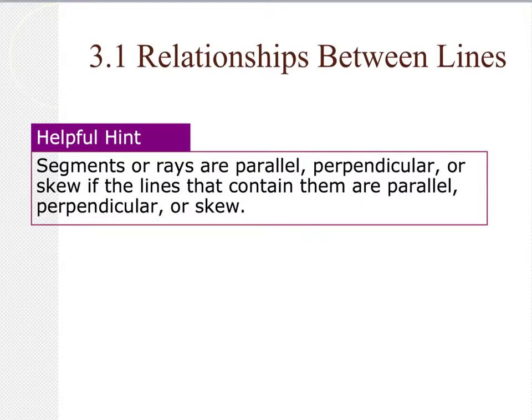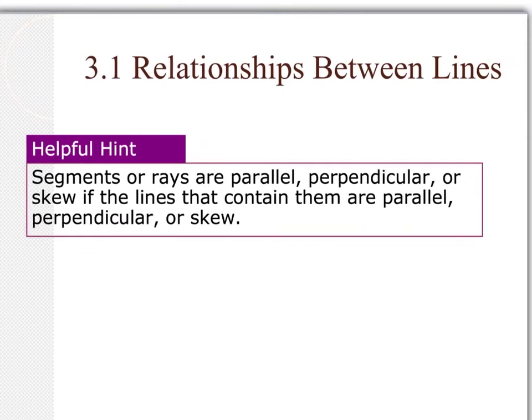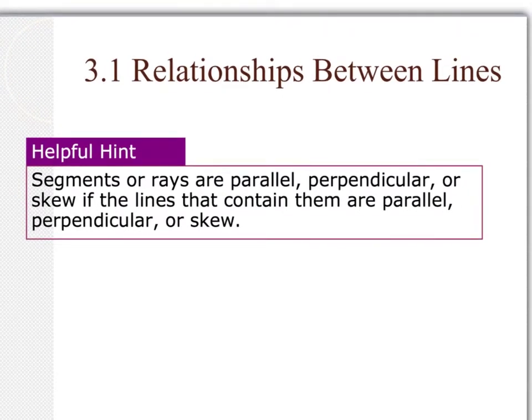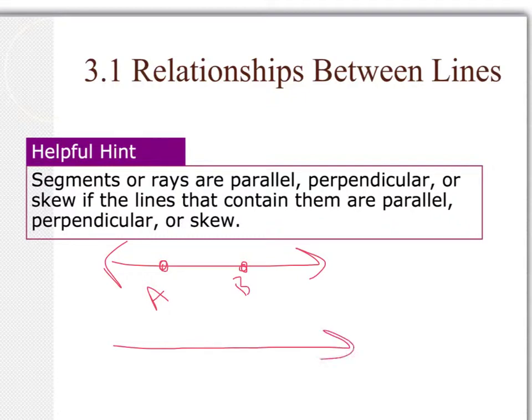So segments or rays are parallel, perpendicular, or skew if the lines that contain them are parallel, perpendicular, or skew. What that means is if I give you a line AB, and let's say this is line CD, very original. Let's say those are two perpendicular lines. Line AB is perpendicular to line CD.